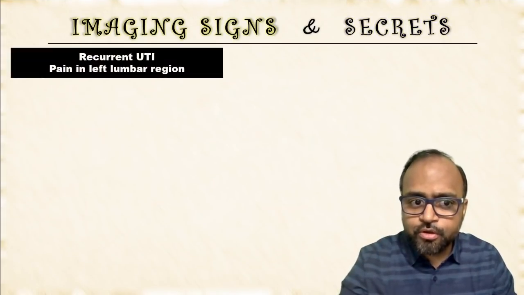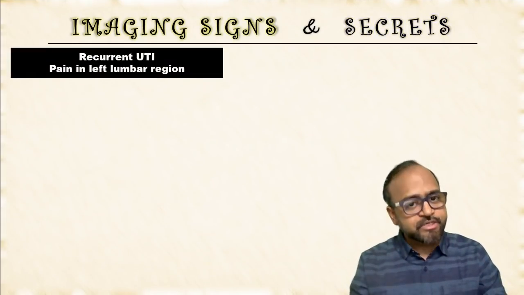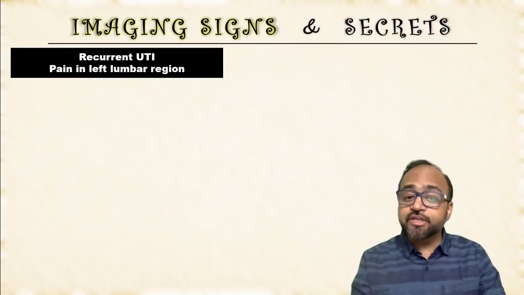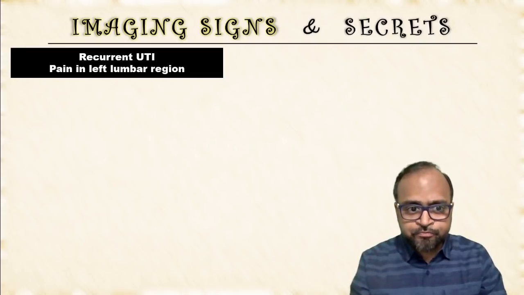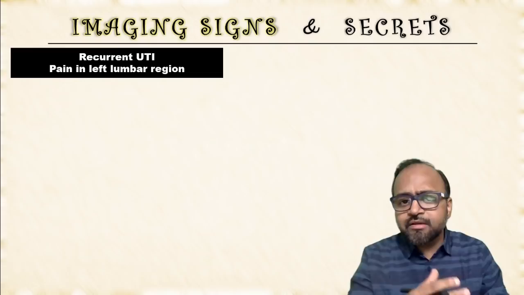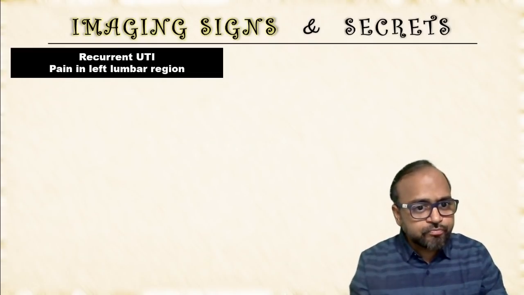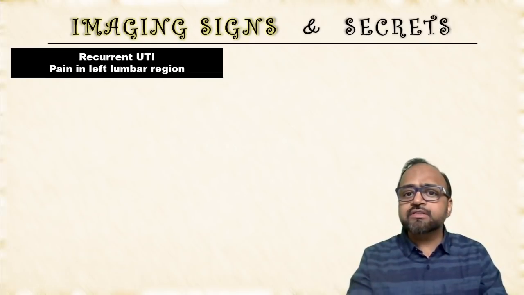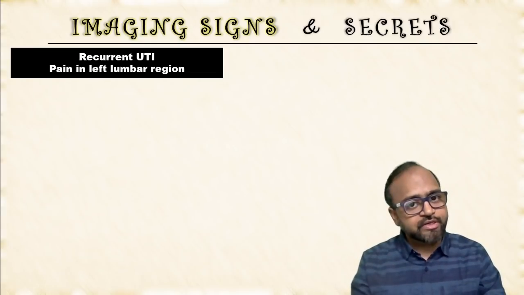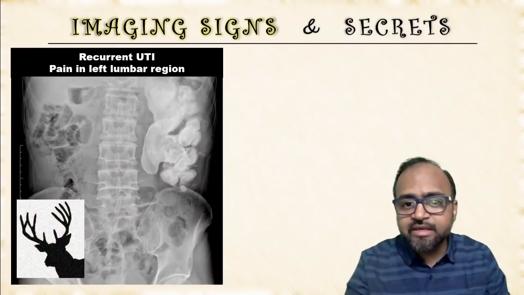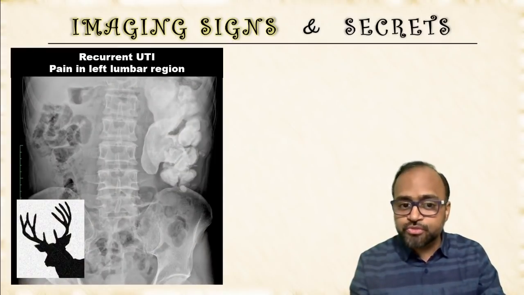So look at this patient now. This patient had a history of recurrent urinary tract infections. He presented with dull, long-standing chronic pain in the left lumbar region, with the suspicion of something related to the kidneys or the urinary tract. A screening X-ray kidney ureter bladder was obtained, and what do you see here?